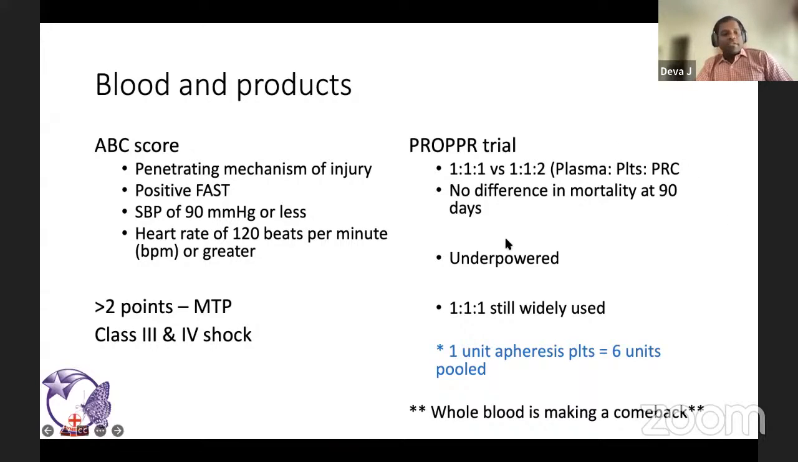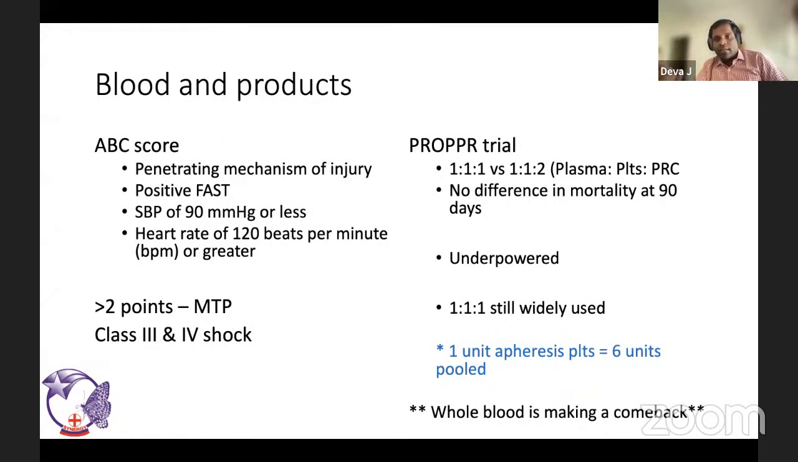So is there a possibility that we could use less plasma and platelets compared to blood? Can we give more PRC, less plasma and platelets? That was the PROPPR trial, and that's what they tested. They didn't find any difference in mortality at 90 days, which led to the conclusion that maybe you can use more PRC, less plasma and platelets, but the trial was hugely underpowered. And there was some suggestion that the 1:1:1 ratio worked really well. So throughout the world, 1:1:1 is still widely used.